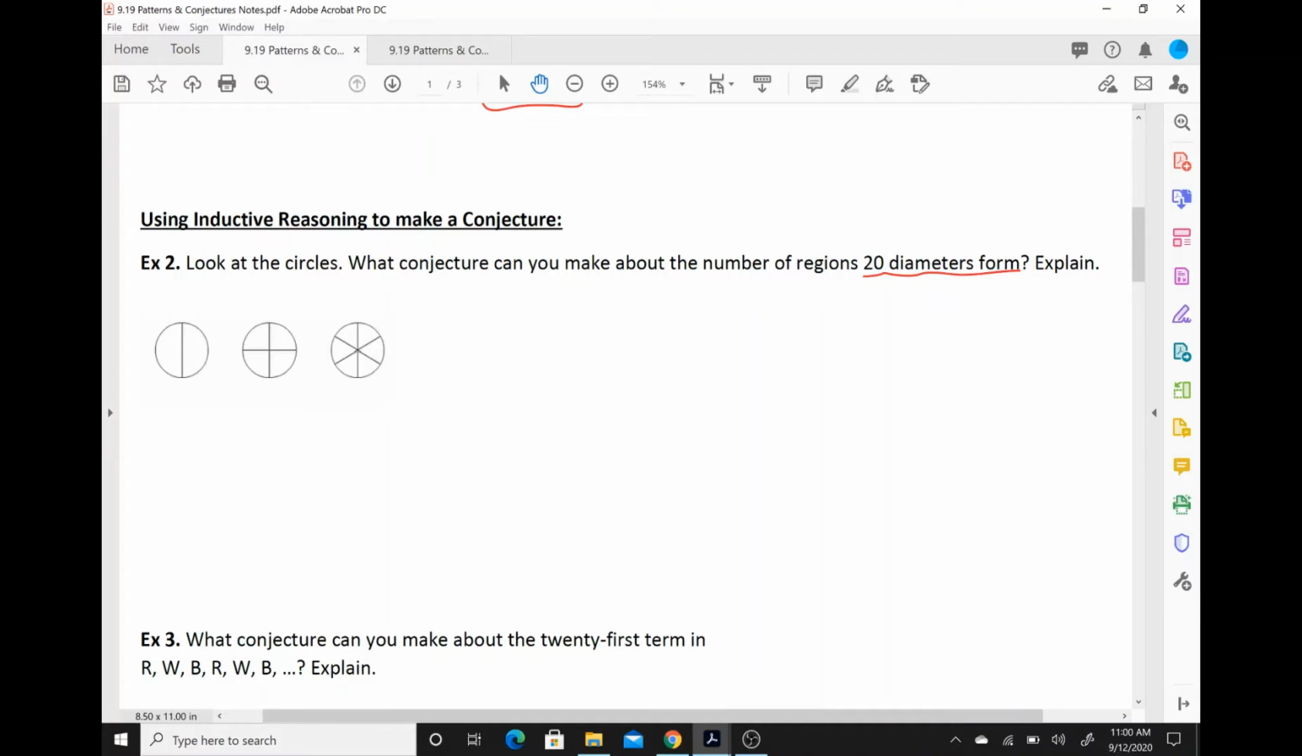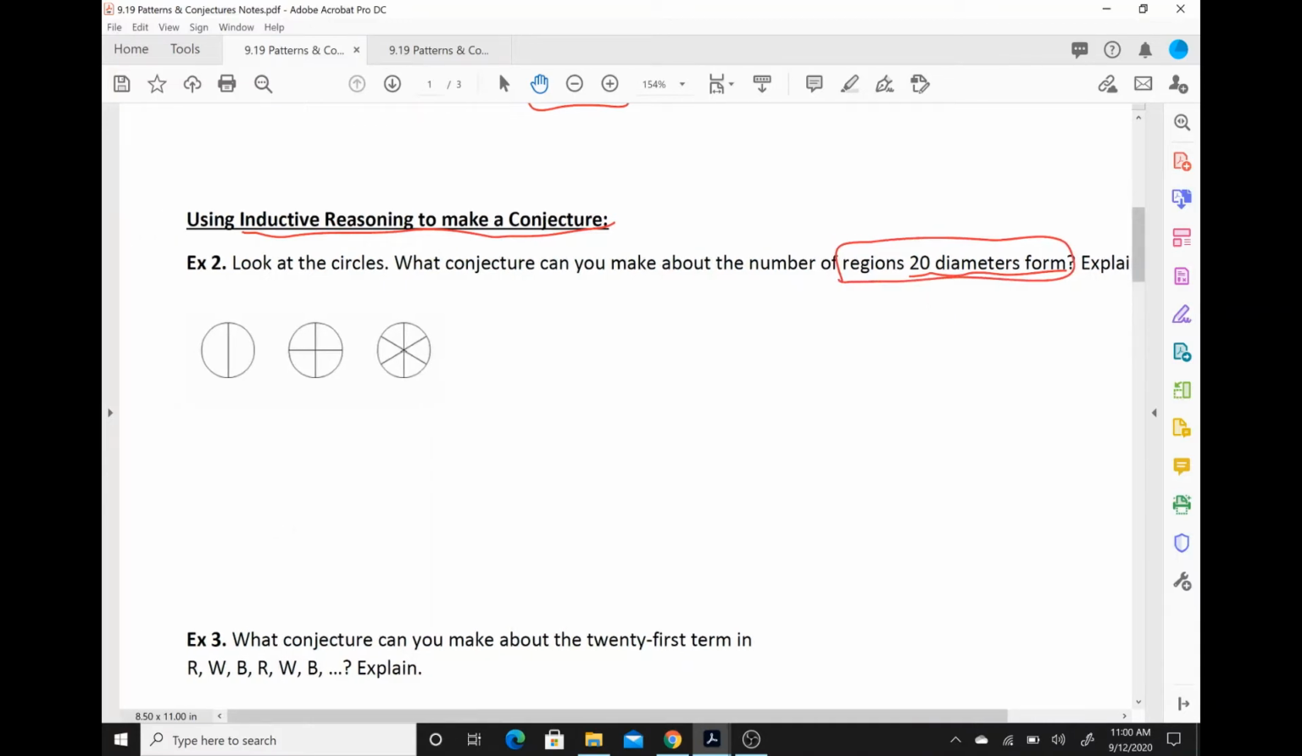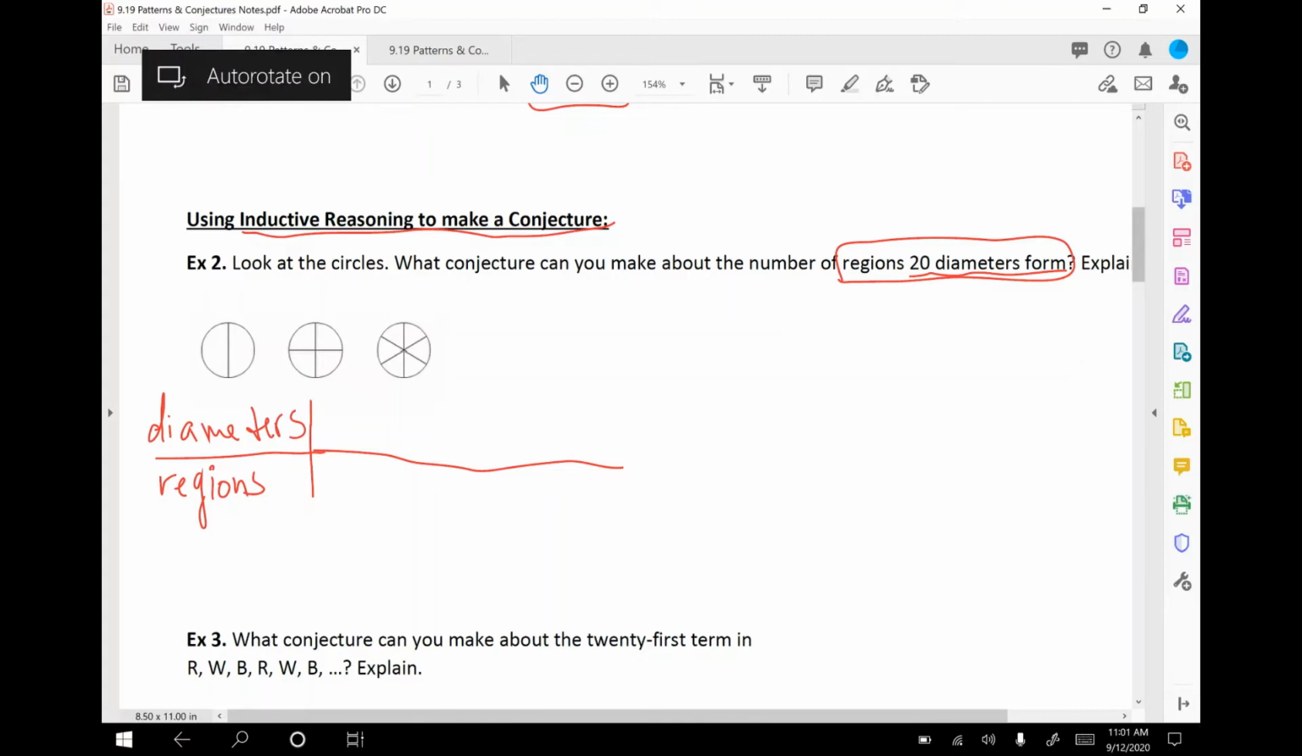In my notes, I would just write down, inductive reasoning to make a conjecture. And for this first example, I would write, regions that 20 diameters form, with a question mark. Okay, so here we go. We're going to look at the number of diameters and then the number of regions. I'm going to make a table. Tables are very handy in these types of problems.